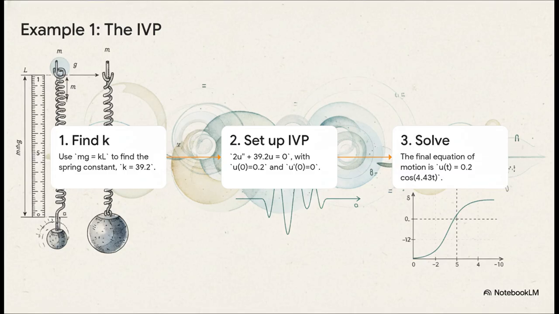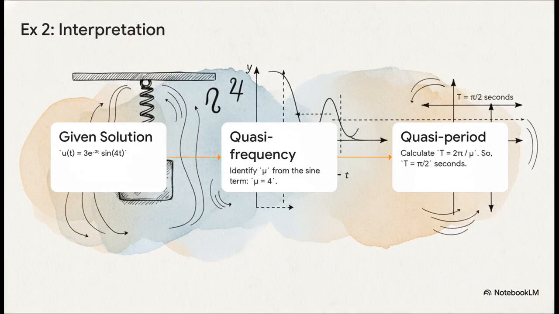We can do that just by realizing that when the mass is just hanging there, the spring force, kL, has to perfectly balance the force of gravity, mg. That's step 1. Next, we put together our differential equation and our initial conditions. We know it started 0.2 meters down and was released from rest, so its initial velocity is 0. Finally, we solve that DE, plug in our conditions, and boom, we get the unique equation that describes the system's motion for all time.